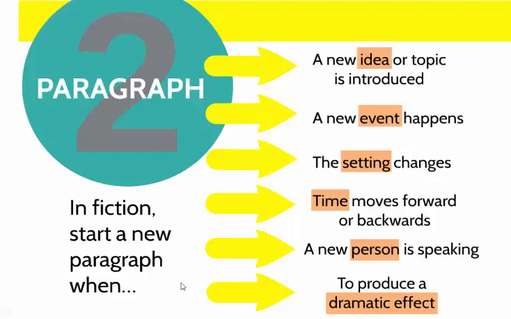So you start a new paragraph in fiction when you have a new idea or a new topic, so same as an academic essay. But you also start a new paragraph if a new event is happening or a new action. You start a new paragraph if the setting changes. You start a new paragraph if time moves forward or backwards, so a flashback, or you're going an hour or so later. You also start a new paragraph when a new person is speaking. And you can also start a new paragraph for dramatic effect. You can even have a paragraph that is 1 sentence long, or 3 words long, or 1 word long. No can be a paragraph in fictional text for dramatic effect.